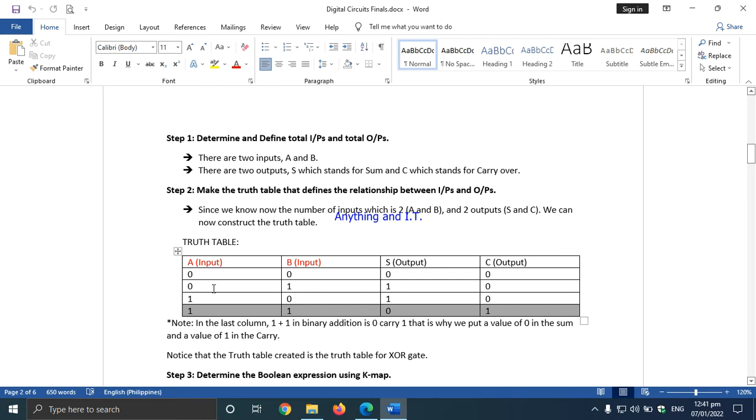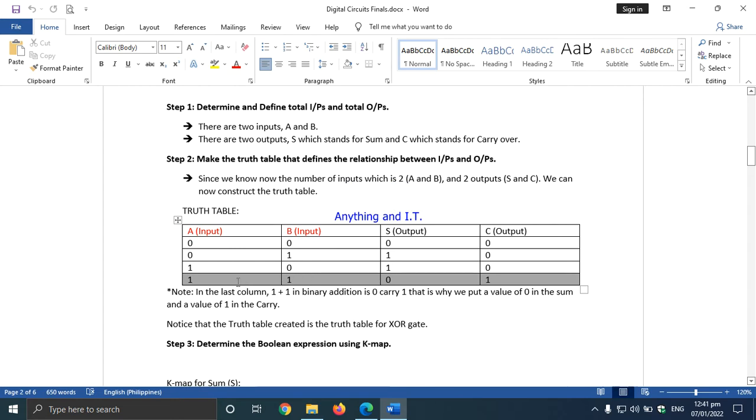Another is input A is 0 plus input B is 1. 0 plus 1 is 1. Then wala din tayong carry over. So that will be 0. 1 plus 0 naman will be 1. Wala din tayong carry over.